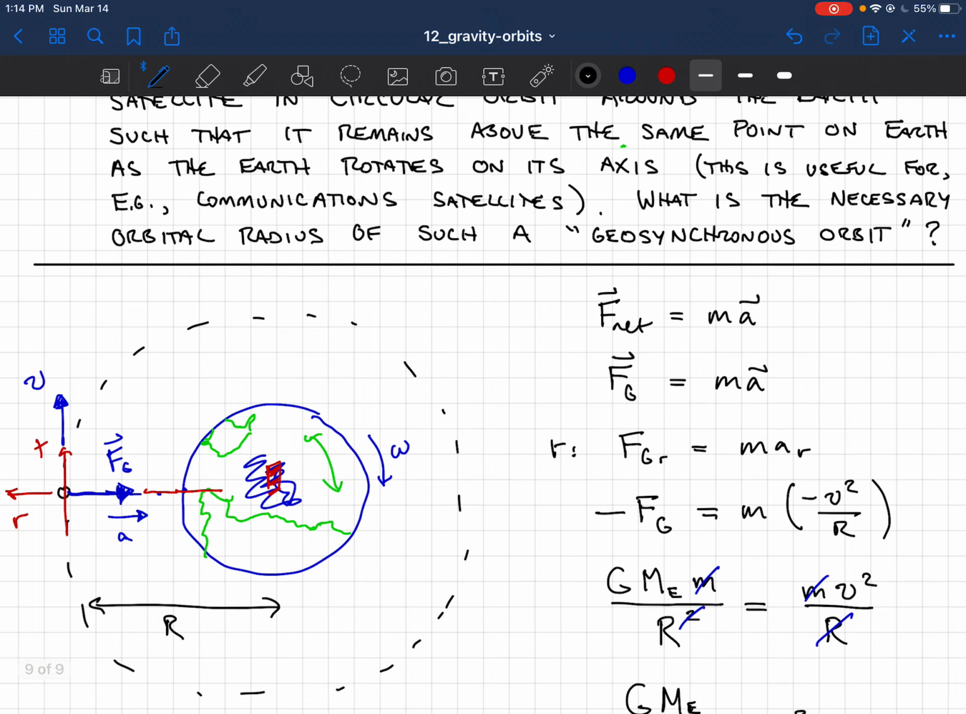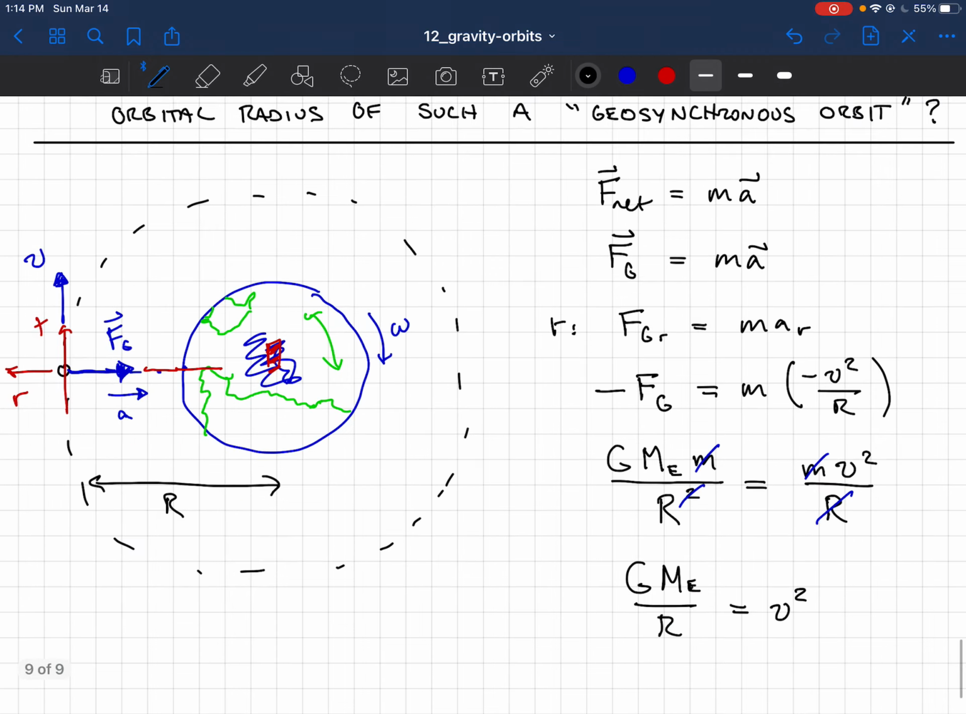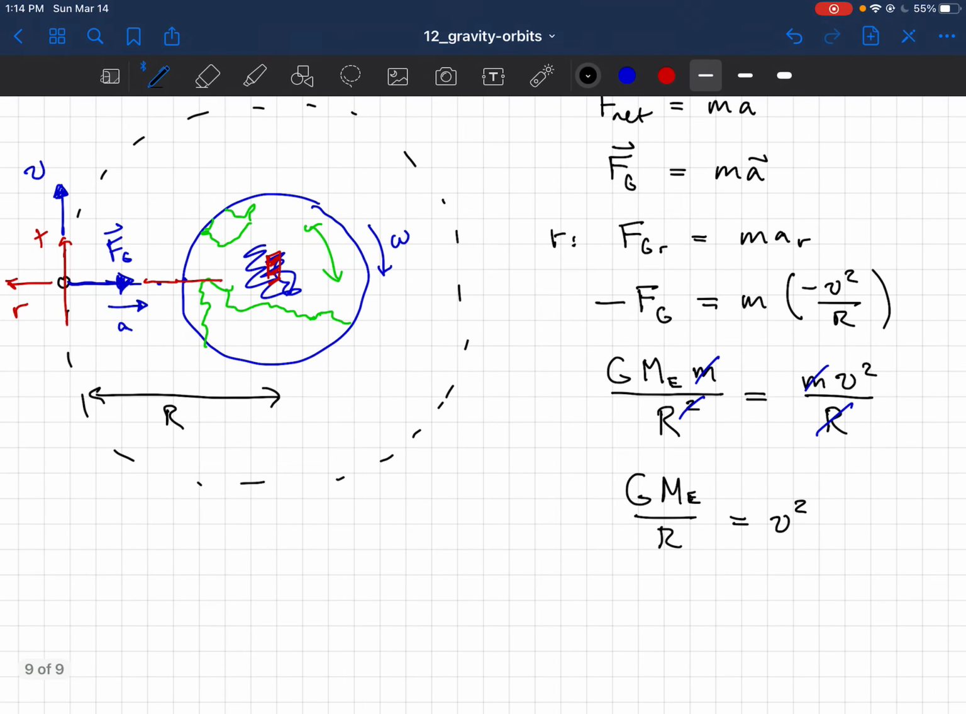So the question is, what is the r such that we get a geosynchronous orbit? What does that mean? Well, it means that the period of the orbit, the amount of time it takes to go around, should be exactly equal to 1 day. That's because we want the satellite to come back to the same place on its orbit at the same moment that the point on Earth comes back to the same point on its orbit. And that is what we call 1 day, the amount of time it takes for the Earth to go around.